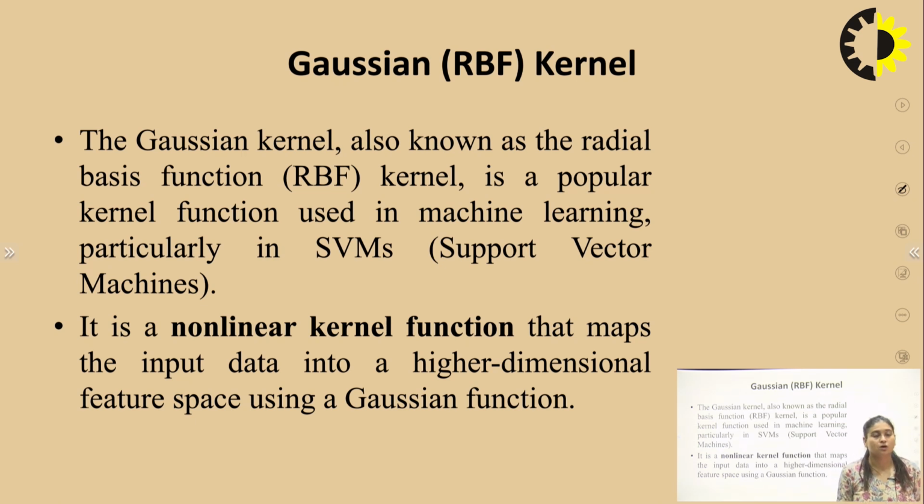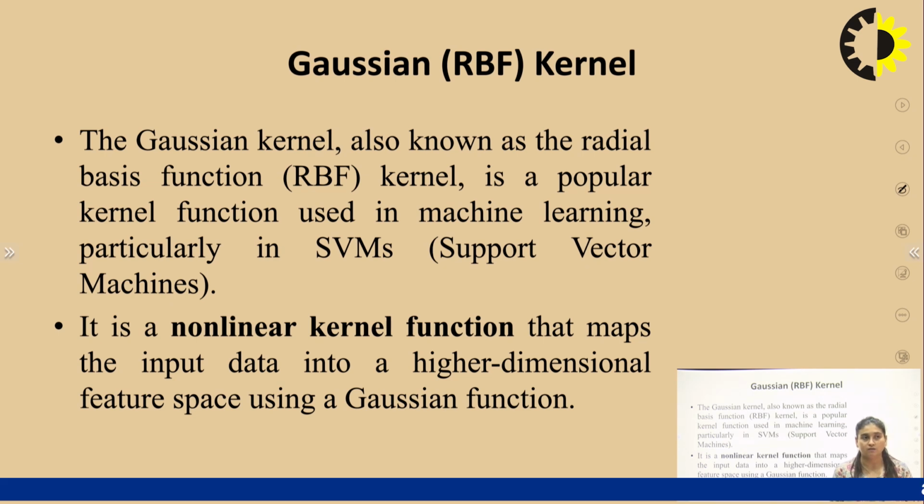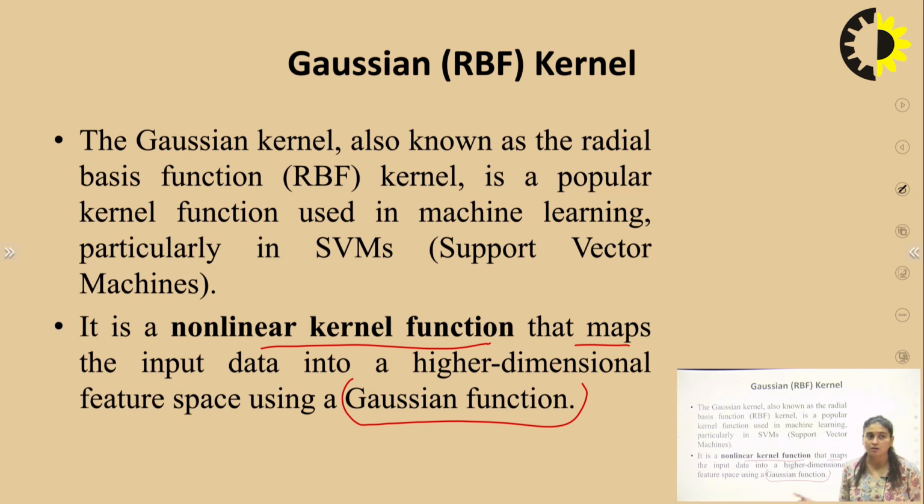Third is the Gaussian, or you can say RBF kernel. It is the popular kernel function used in SVM. Again, it is a non-linear kernel function, but the difference between the Gaussian and the polynomial is that it maps the input data into the higher dimensional space using a Gaussian function. In the polynomial kernel we use the polynomial function, but here we are doing the same thing, just mapping the input data into the higher dimensional feature space using the Gaussian function.